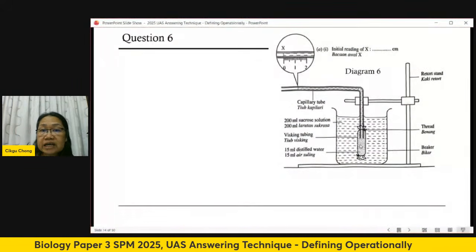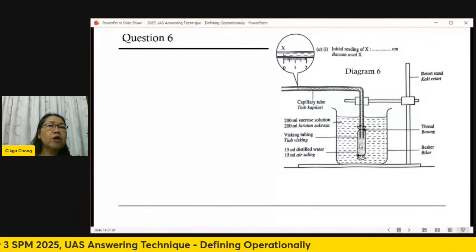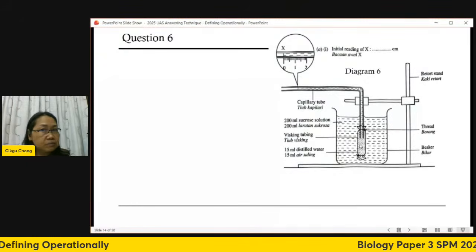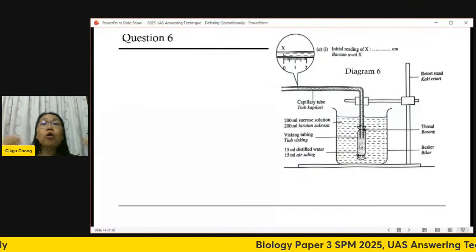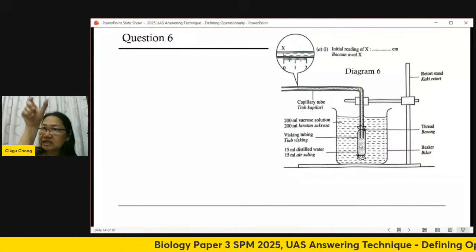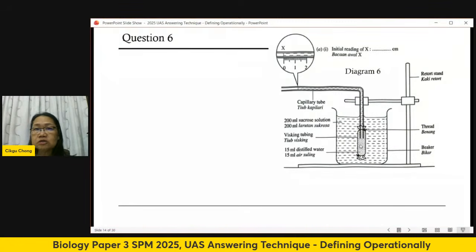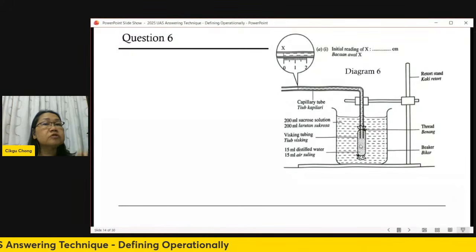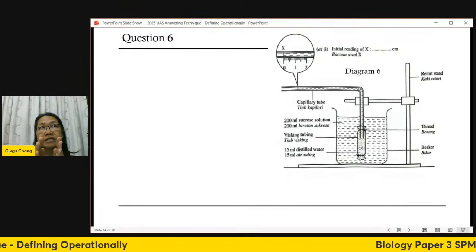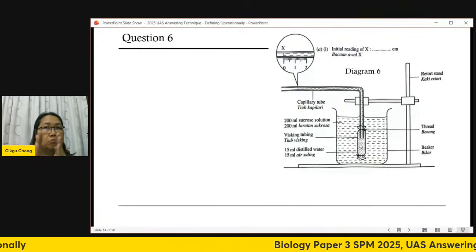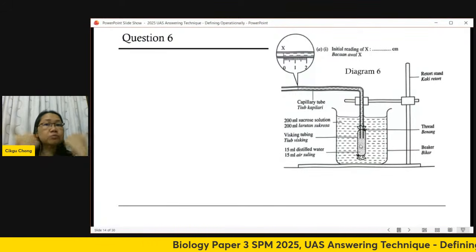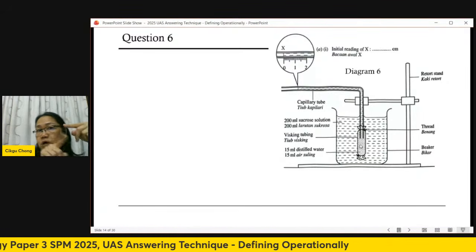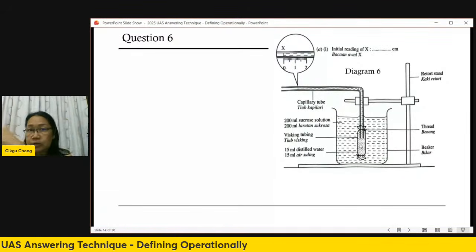Water will diffuse from a region of high water potential to a region of low water potential. So high water potential is inside. Inside is just pure water, so you have a lot of water inside there. Outside is less water because you have more sucrose. So water should move out. When water moves out, the liquid inside the capillary tube will move as well.